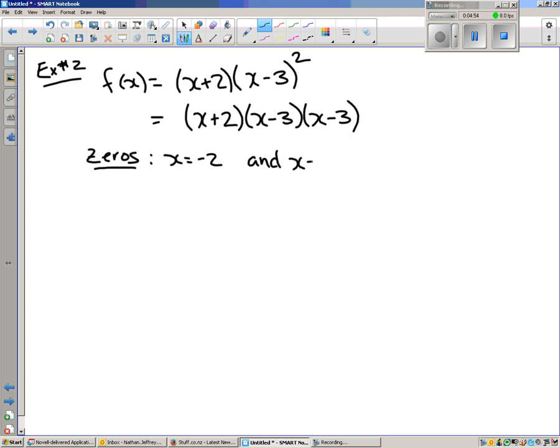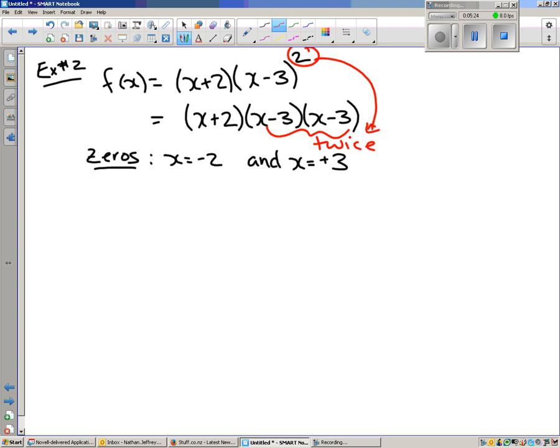and x equals positive 3. Now, what is different about our 0, x equals positive 3? There's two of them. This one happens twice. Okay, so at 2 points, we're going to get a 0 of positive 3, and that's going to come down here. Okay, so that's obvious. It's pretty obvious that from our squared, we're going to get this 0 twice.